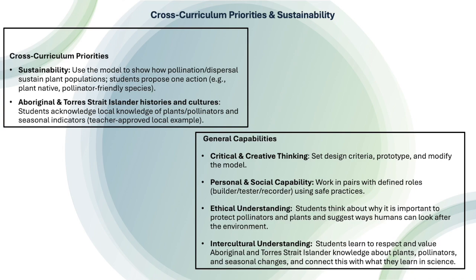For sustainability, students see how pollination and seed dispersal sustain plant populations, and they suggest action like planting natives. We also acknowledge Aboriginal and Torres Strait Islander knowledge of plants and seasonal indicators. In terms of general capabilities, students apply critical and creative thinking to design and refine their model, and they build personal and social skills by working in pairs with clear roles. They also develop ethical understanding by considering how we care for pollinators and plants, and intercultural understanding by valuing Aboriginal and Torres Strait Islander perspectives alongside scientific knowledge.